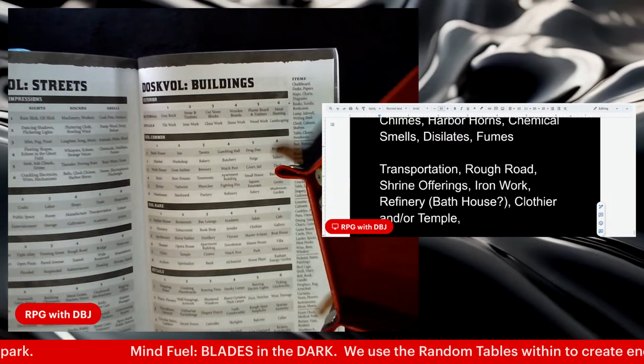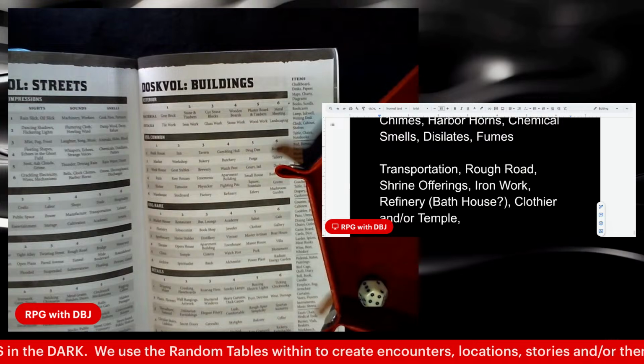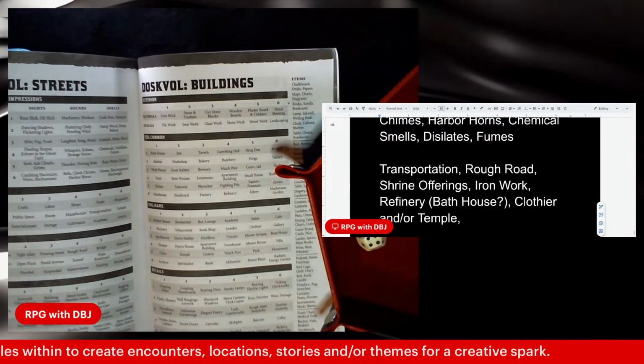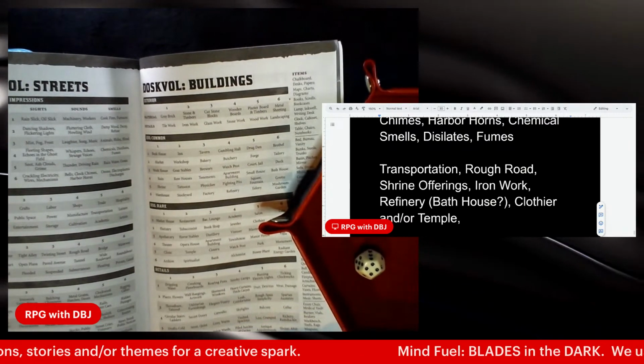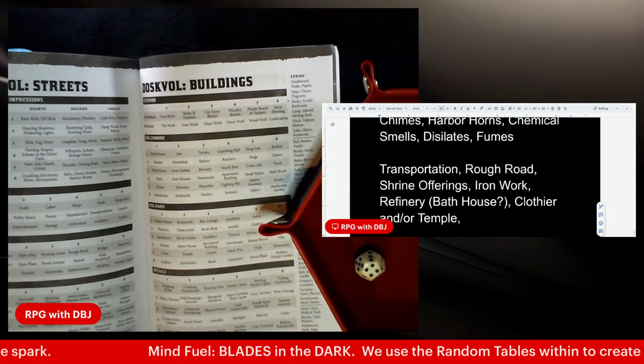Lastly, let's go get some details. D6 vertical, D6 horizontal. We're going to roll a 6 and a 4. Roll some D6 dice. 6 and a 4. Let's go with 6 over to 4. A piled jumble of curios.